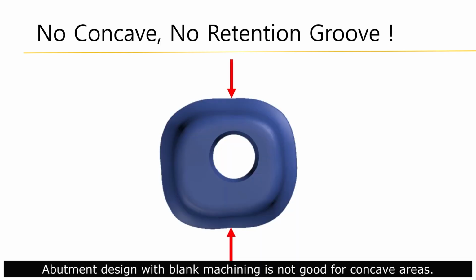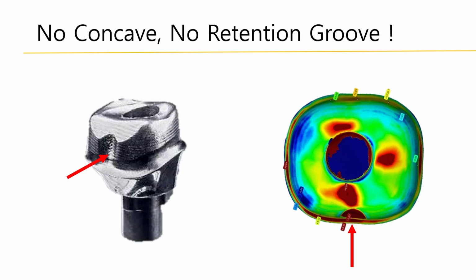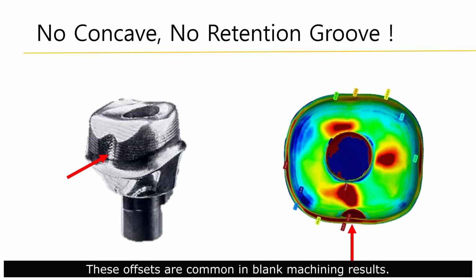Abutment design with blank machining is not good for concave areas. In particular, retention groove is not recommended, not only because they are not machined accurately, but also because the inside of the zirconia crown is not machined properly. These offsets are common in blank machining results.